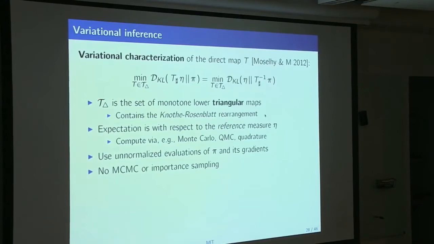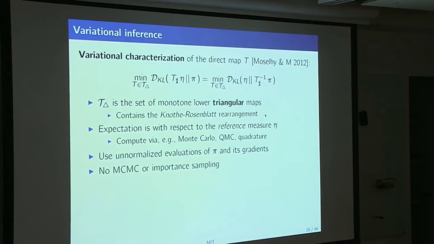We're going to cast the inference problem, the problem of characterizing the posterior, as an optimization problem, where the goal is to minimize the KL divergence, which is the measure of distance from divergence, between the push forward of my reference, say my standard Gaussian, under the map T, and the target. And I'm going to search over some space of maps. If this is the space of all monotone lower triangular maps, then I know that there's a map that will bring this KL divergence exactly to zero. In fact, the unique minimizer of this problem is the Rosenblatt.